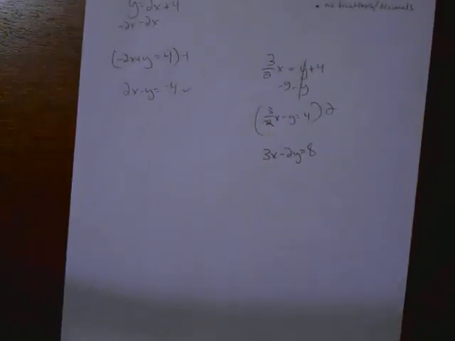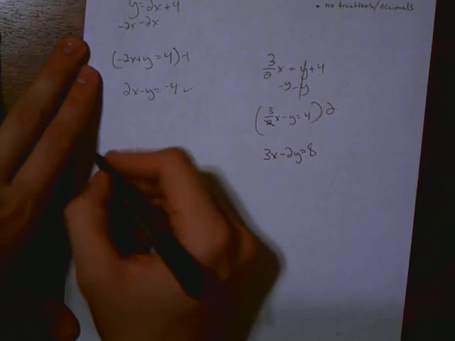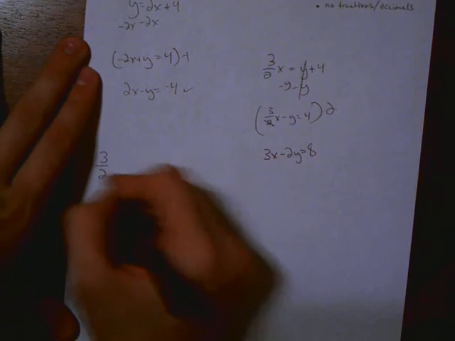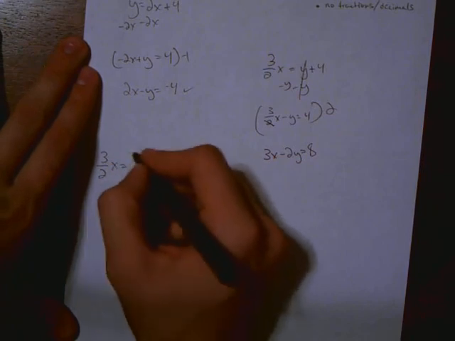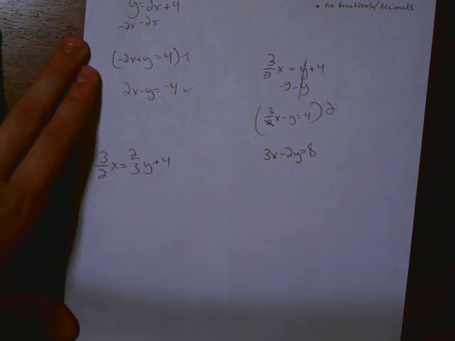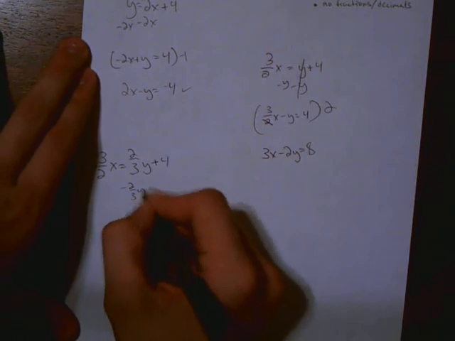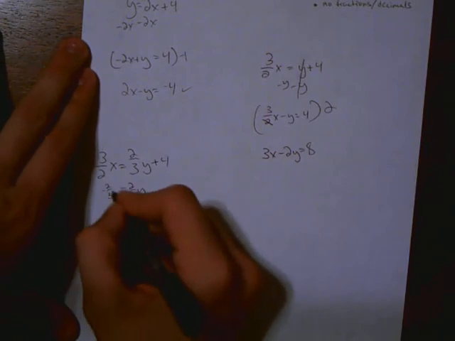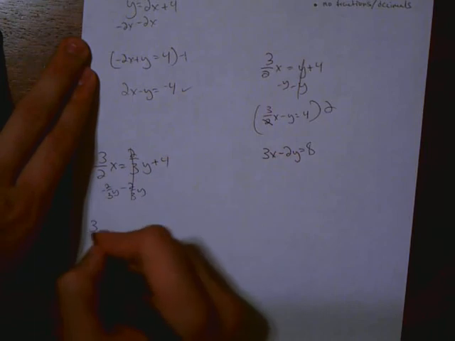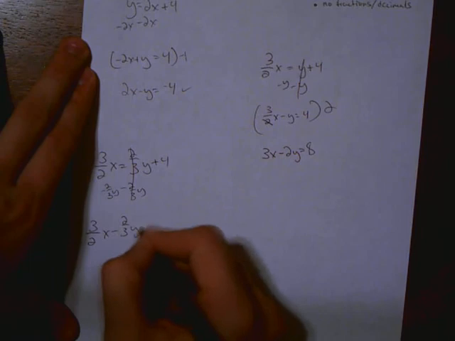Let's do one with two fractions, and then we'll do one with a decimal, and that will be all for standard form. So I've got, let's use that same 3 over 2x equals, we'll just say 2 over 3y plus 4. Okay, first thing, x and y need to be on the same side. So again, I'm just going to subtract that 2/3 y to the other side. Cancels here, moves over there. 3 over 2x minus 2 over 3y is equal to 4.